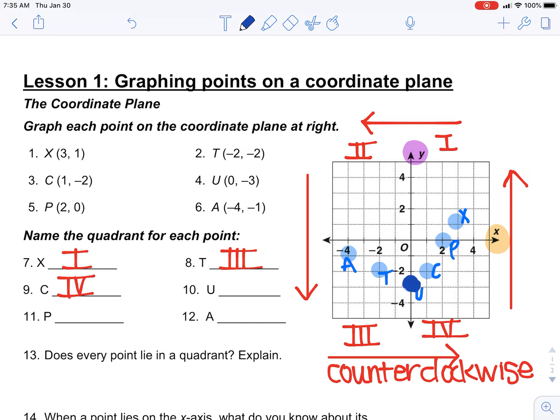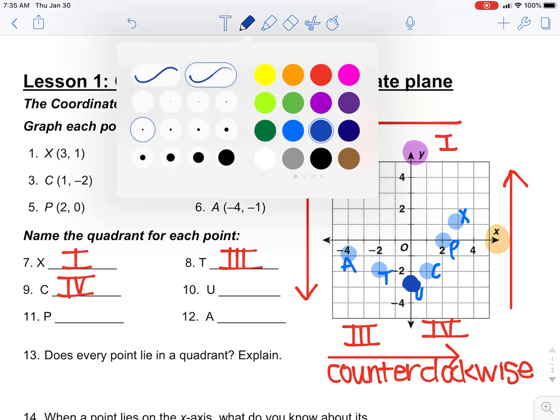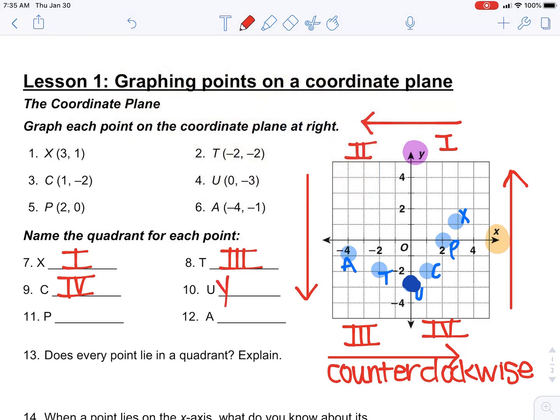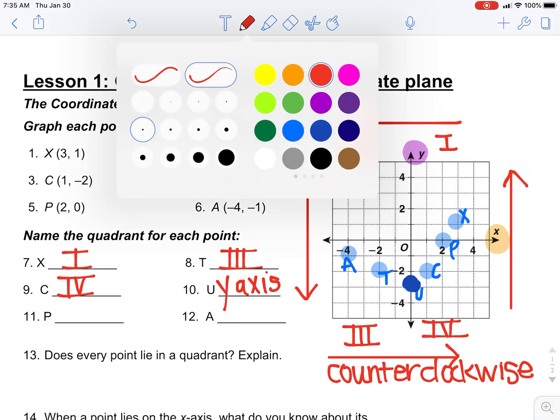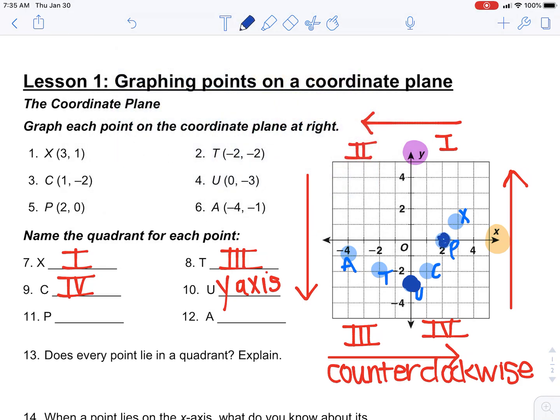This point actually is directly on the y-axis, and you can see I highlighted Y and 4. Any point touching that vertical line is called the y-axis, so it's not in a quadrant. Point P, also, I'm going to highlight that with a darker blue.